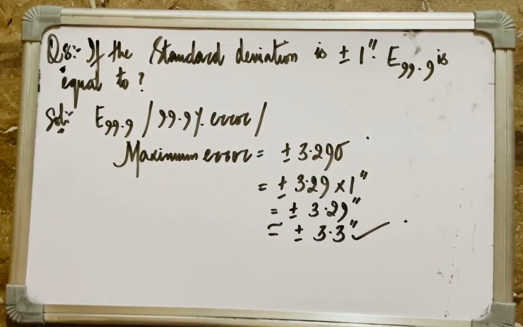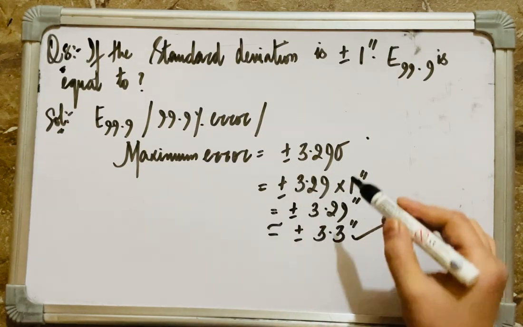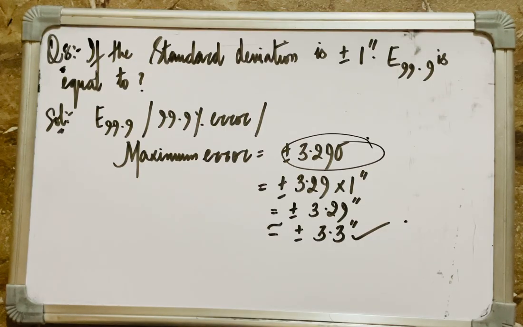My maximum error, or E99.9 or 99.9% error, is equal to plus minus 3.29 times standard deviation. In surveying, generally 99.9% error is taken as a maximum error, as it's impossible to estimate the absolutely maximum error because it will occur at infinity. This maximum error is used to separate mistakes or gross errors from the random errors. If any measurement deviates from the mean by more than plus minus 3.29 times sigma, that measurement is considered a mistake and is rejected.